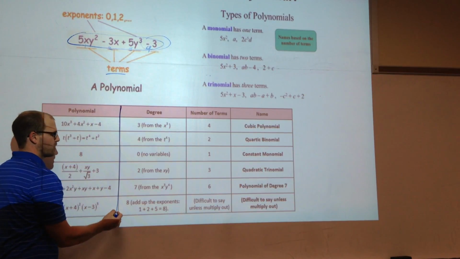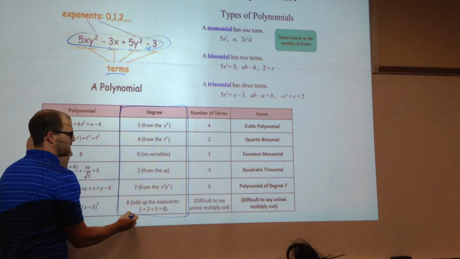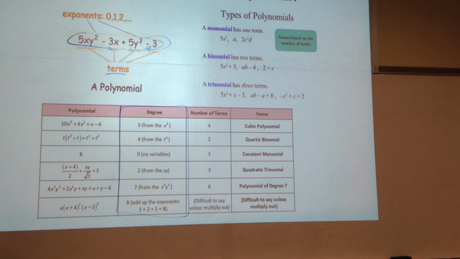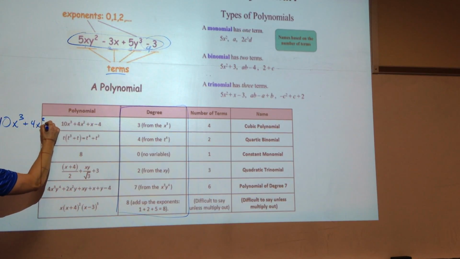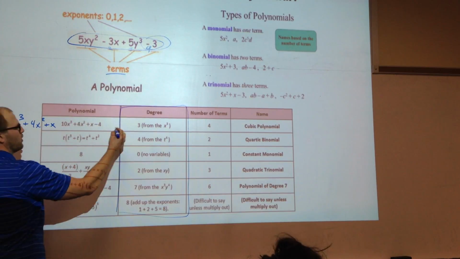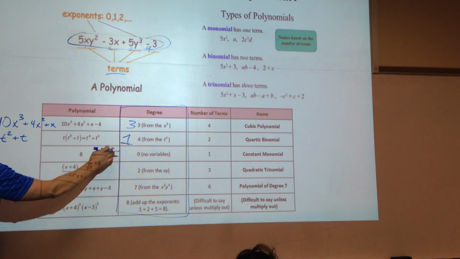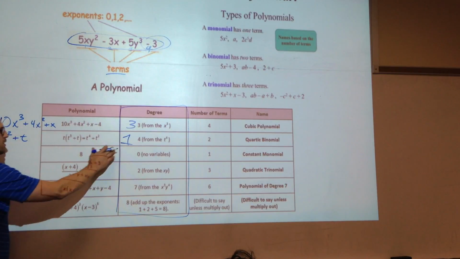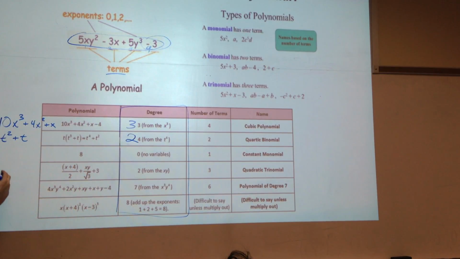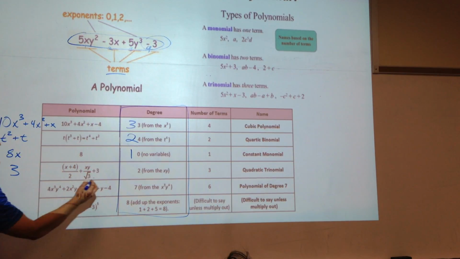We don't need this yet for this class. This will be coming after the second exam. But I might as well touch on it now since we're coming up to it. You can't really see this, it's a little small, but this is saying 10x cubed plus 4x squared plus x. The degree on this polynomial is a 3. The degree on this polynomial is, I'm sorry, 2. The degree on this polynomial is 1. The degree on this polynomial is 0.